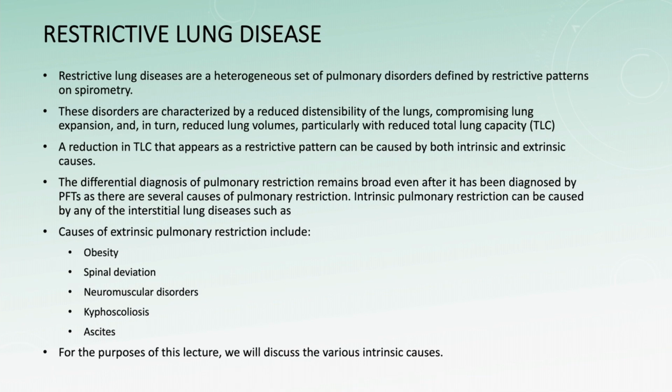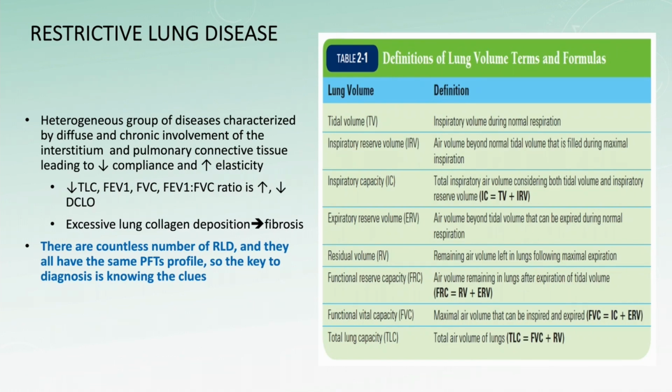For this lecture, we are not going to focus on the extrinsic causes of restrictive lung disease, because we're in the PUL module. We're going to cover the intrinsic causes, the things that happen within the lungs that cause restrictive lung disease. So, kind of at a bird's eye view, like we mentioned, it's a heterogeneous group of diseases. Okay, chronic involvement of the interstitium and pulmonary connective tissue, decreased compliance, and increased elasticity.